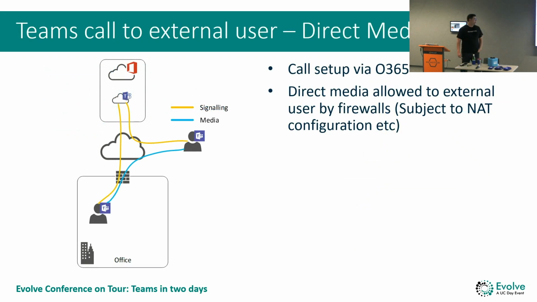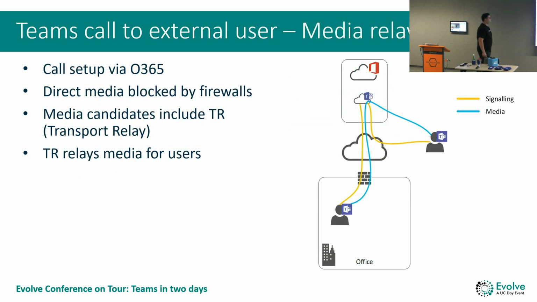If we've got an internal user and an external user, depending on the configuration of your firewall, it will attempt to negotiate media direct through your firewall where it can, and signaling again through the internet. If we can't negotiate media direct, we will use transport relays to relay that media for us, and we've got a slide a little later that talks about that.